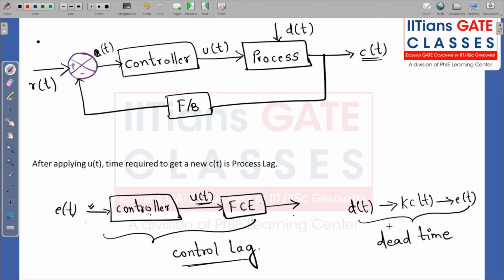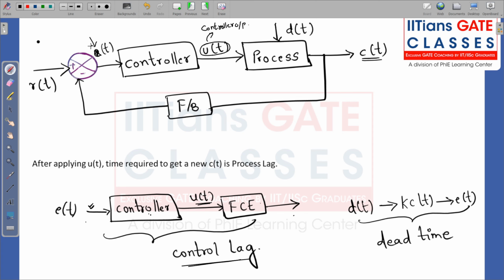Process lag, I already explained. After applying u of t, time required to get new c of t is called process lag. So that means what? Why will you get new u of t? You will get new u of t. u of t is basically the controller output. Okay, controller output.